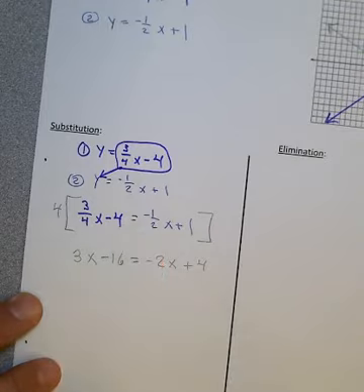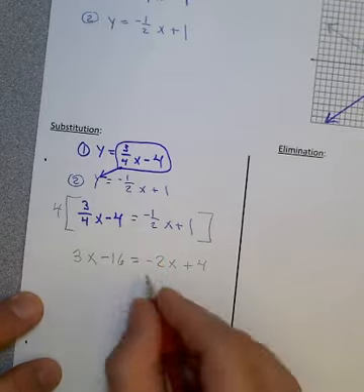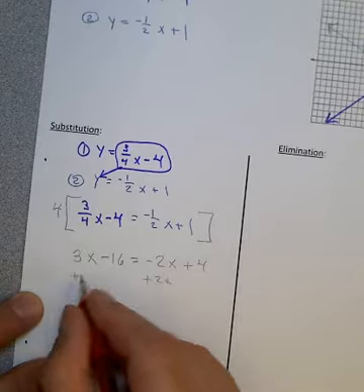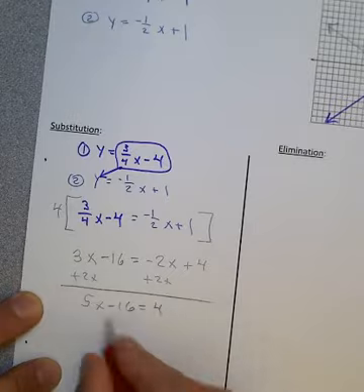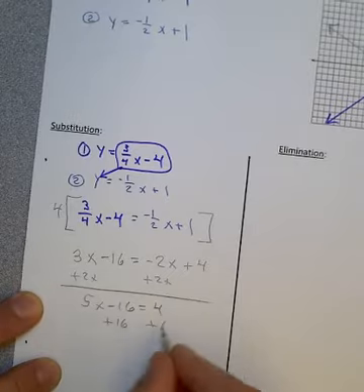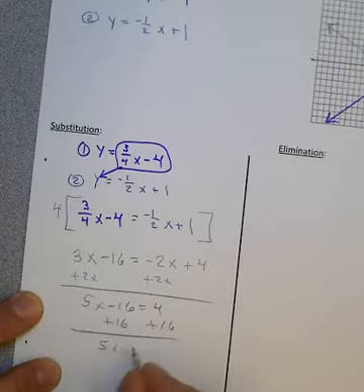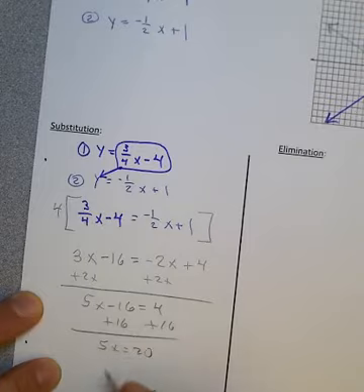Now, this is an equation we can solve. I'm going to add 2x to this side and this side. 5x minus 16 equals 4. Add 16 to both sides, and I get 5x equals 20. Dividing by 5, x must be 4.